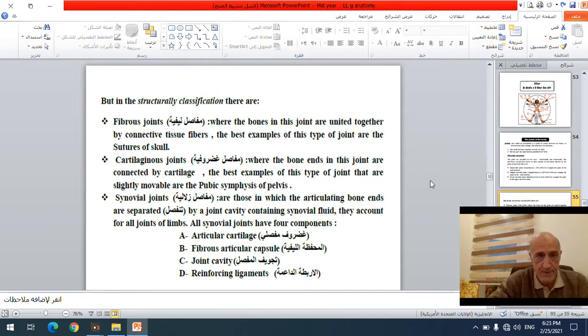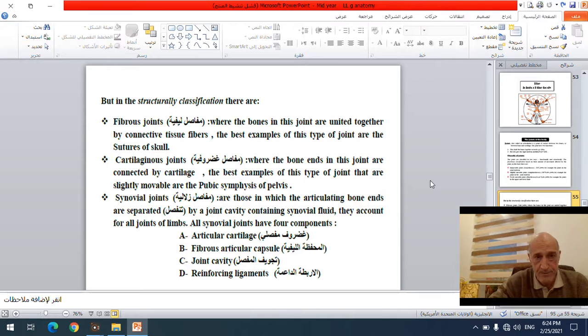Structural classification: there are many types of joints: fibrous joints, cartilaginous joints, synovial joints. Fibrous joints, where the bones are united together by connective tissue fibers. The best example for this type of joint is the sutures of the skull.